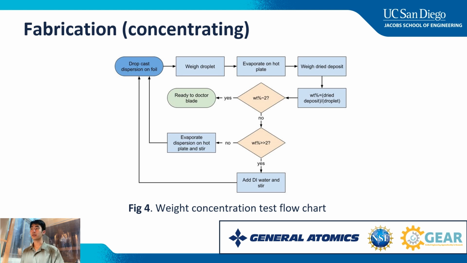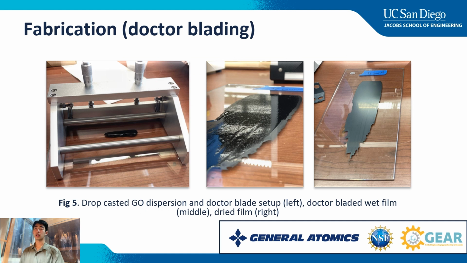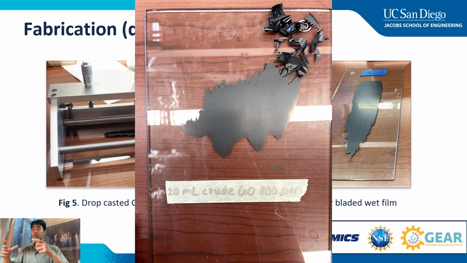After this process of tuning the dispersion concentration, I conducted shear-induced alignment via doctor blading across a glass substrate. So that's basically sliding a metal box across the glass to spread out the GO dispersion, kind of like jam, to get what we call a wet film, and then it dries into a dry film over time.